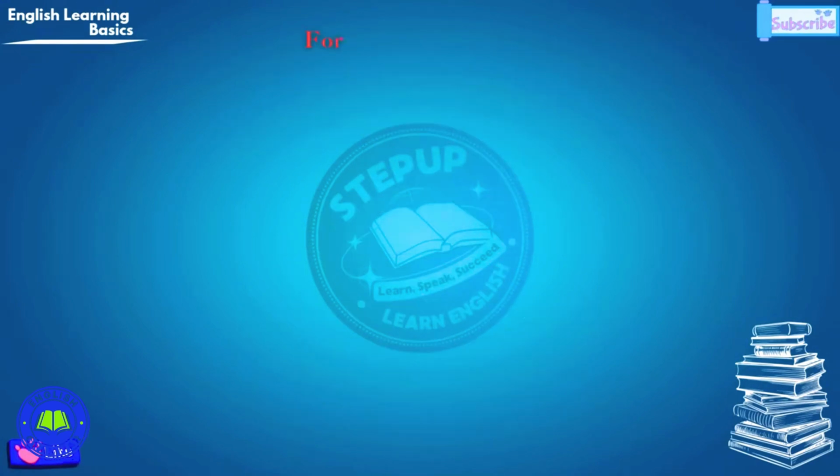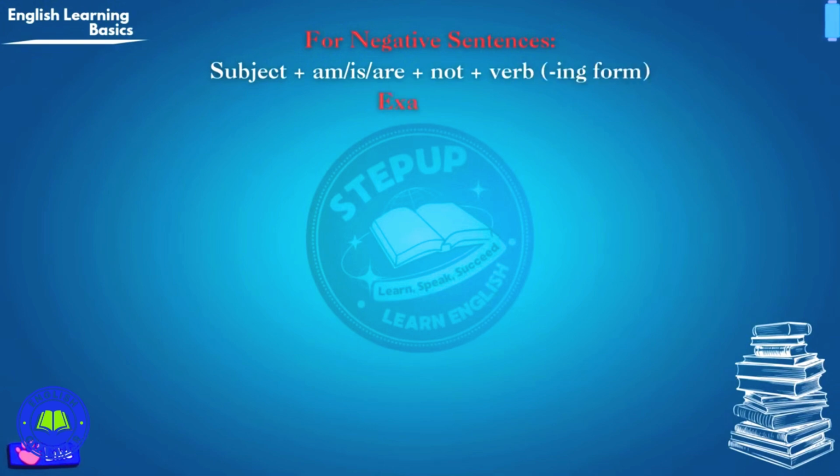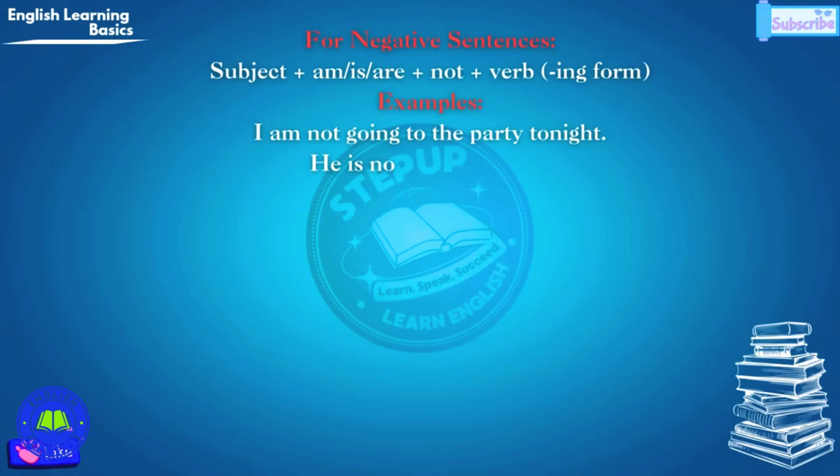For negative sentences: subject plus am, is, are, plus not, plus verb, ing form. Examples: I am not going to the party tonight. He is not watching TV. They are not working today. We are not traveling tomorrow.